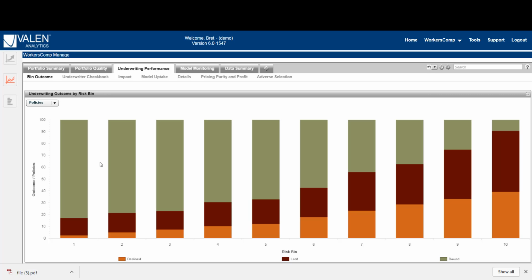On the other end of the scale, we see that in bin 10, our least profitable opportunities, we have the highest declination rate and a very low bind to quote rate. It looks like we're being undercut on these opportunities, which is exactly what we want to see. What this tells us is that our underwriters are effectively using predictive analytics to target the best quality risks and avoid the worst quality risks. Another view of this that gives us a quantitative estimate of the impact is the underwriting checkbook.